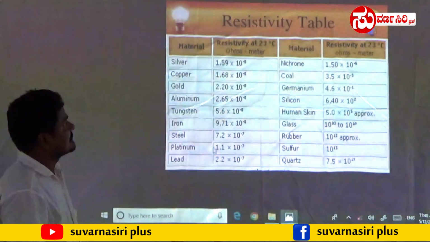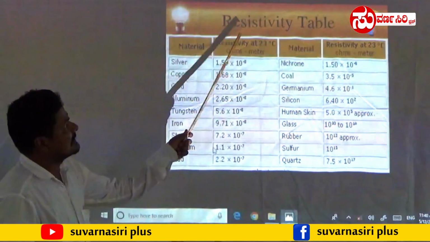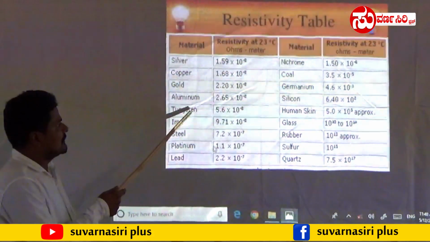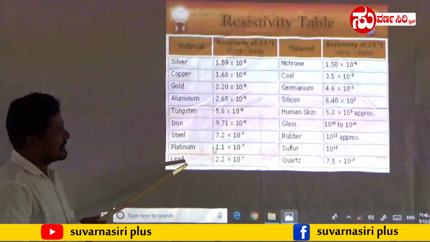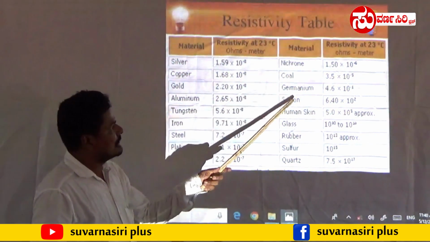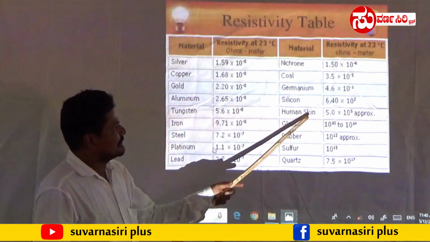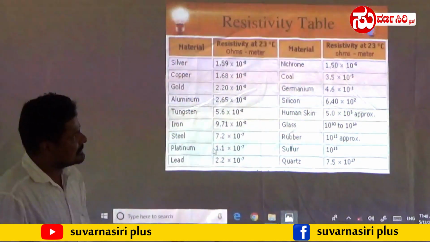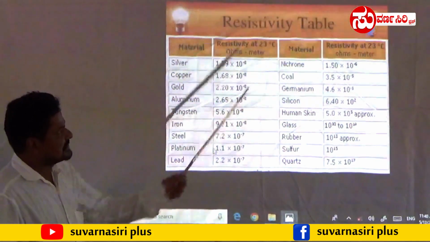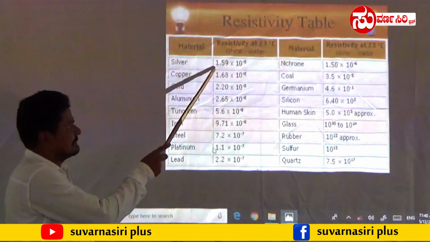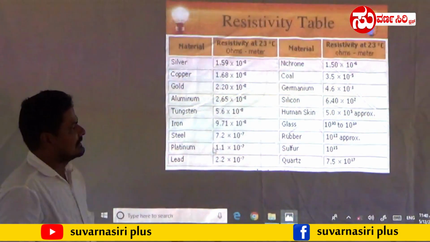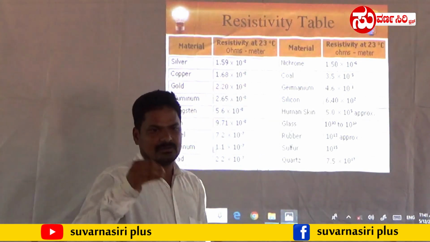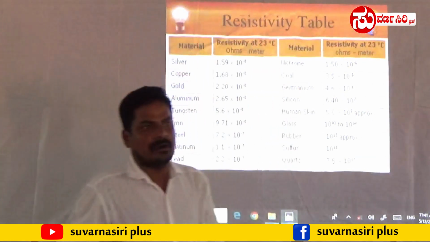So dear students, here we have to learn the resistivity table. Silver, copper, gold, aluminium, tungsten, iron, steel, platinum, lead and nichrome, then germanium, silicon, human body, glass, rubber, sulfur and quartz. All these things are given. When we observe this table, resistivity is less here and more there, and depending upon the resistivity we can say which are conductors and which are insulators.